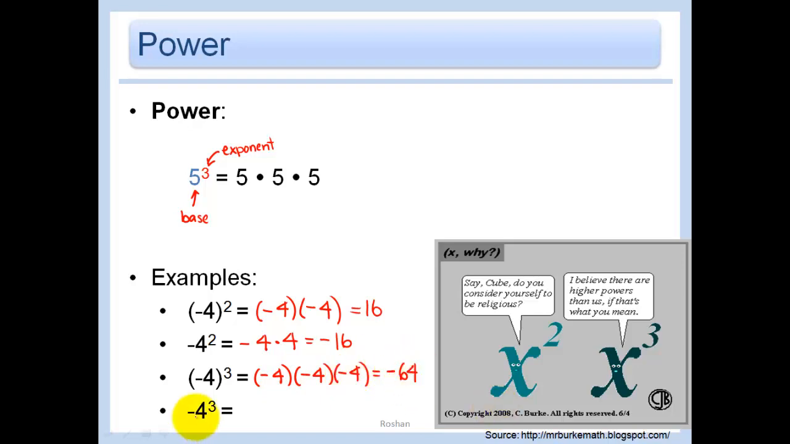All right, so now in this one, what do you think we're going to do? We're going to take the negative of 4 cubed. In other words, negative and then 4 multiplied by itself 3 times. So in this one, we also get -64. You'll see when we squared it, it was positive, but the reason being because a negative times a negative is a positive.